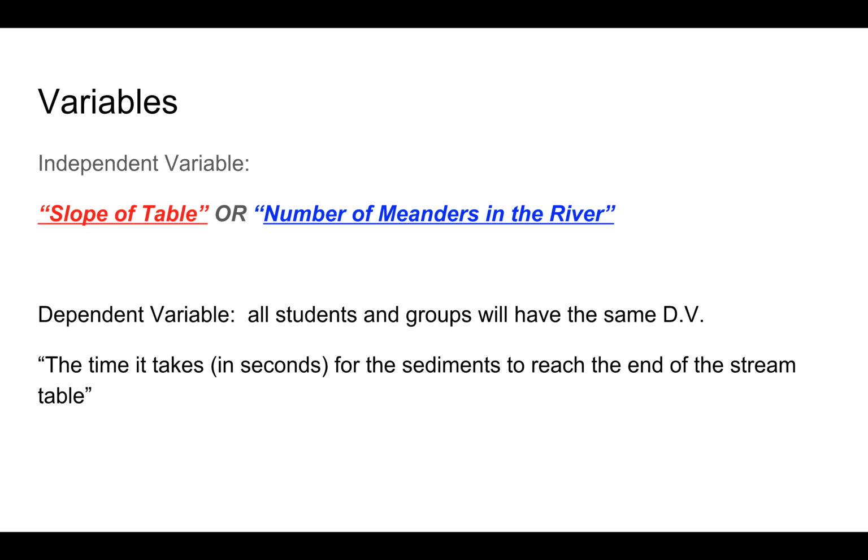Your two options for independent variable in this experiment are slope of table. You can change the slope of the table, or you can change the number of meanders in the river, and that's up to you and your group members, of course. Every student, every group is going to have the same dependent variable. I will repeat that. Every group will have the same dependent variable.